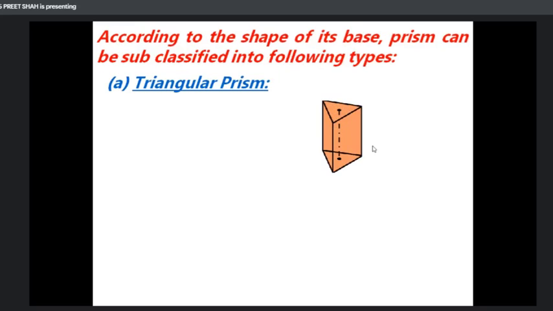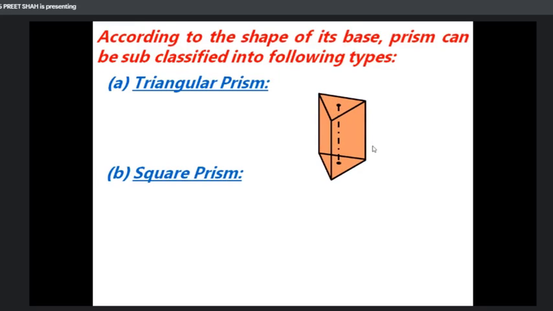Now, a prism is classified based on the shape of its base. Prism is classified according to its base shape. Here I have subclassified the prisms. The first one is the triangular prism. What will happen in a triangular prism? Top and bottom have a triangular face, and all the edges of the face are connected by rectangular faces, so that is called a triangular prism.